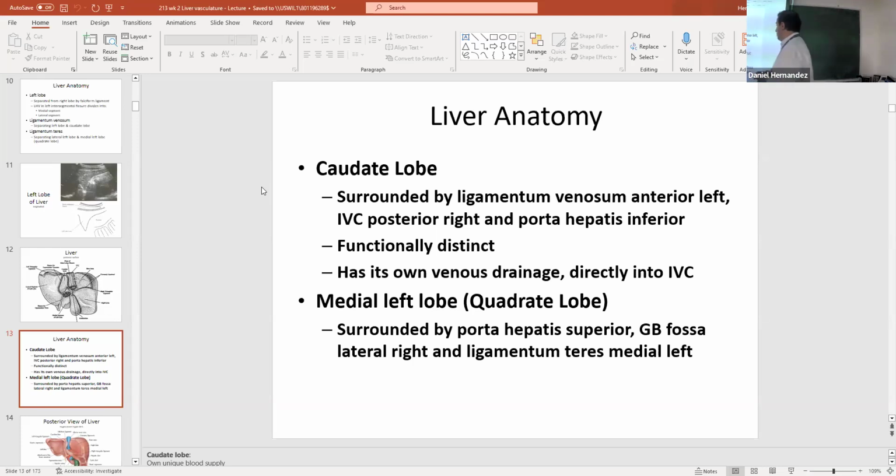It has its own venous drainage and drains directly into the IVC. So particularly when there's portal hypertension involved, that portion gets spared because it's able to drain itself out. It's not under that same stress and pressure that the rest of the liver is being subjected to because of portal hypertension. And then we have the fourth lobe, the quadrate lobe. This is surrounded by the porta hepatis superior, the gallbladder fossa lateral to the right, and the ligamentum teres medial to the left.